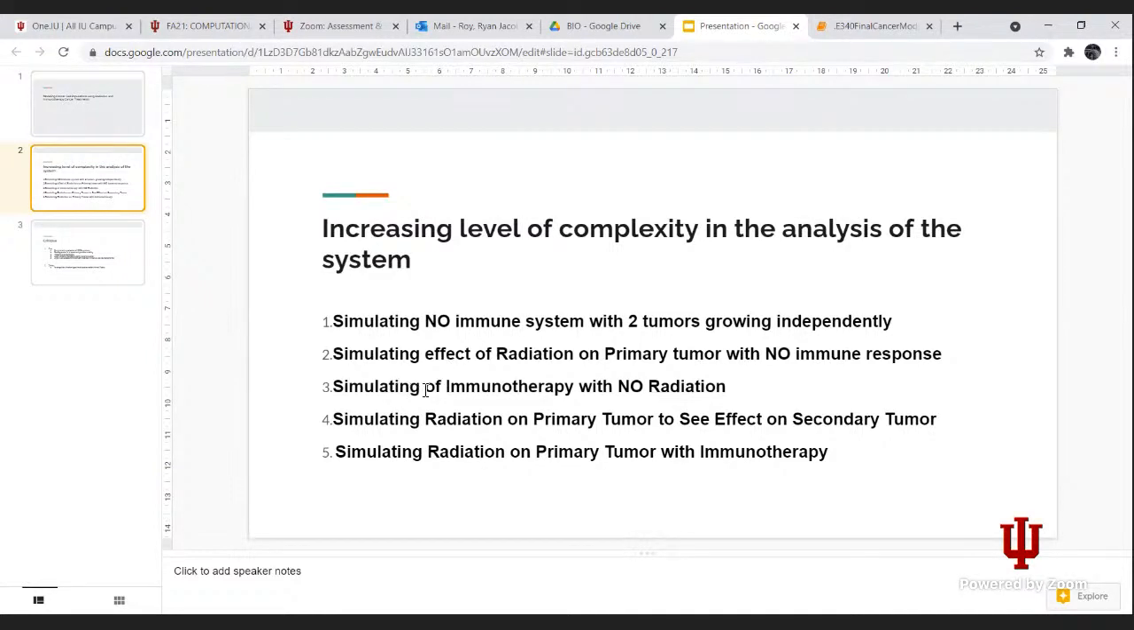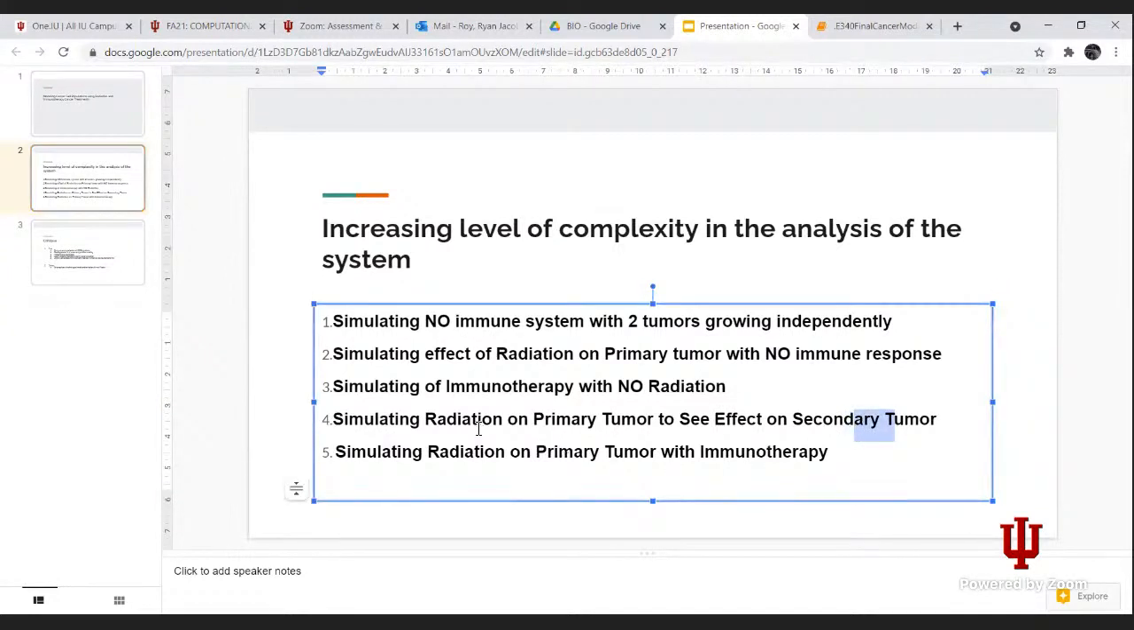At the third level of complexity, they simulate immunotherapy with no radiation, which is the second method of treatment. In the fourth level, they simulate radiation on the primary tumor to see the effect on secondary tumors. So in the fourth step, they use radiation on the primary tumor but monitor the effect that the immune response has on the secondary tumor, to give you an idea about how the natural immune response complicates things for us, and gives us a time window for doing radiation. You cannot go on treating a person with radiation forever.